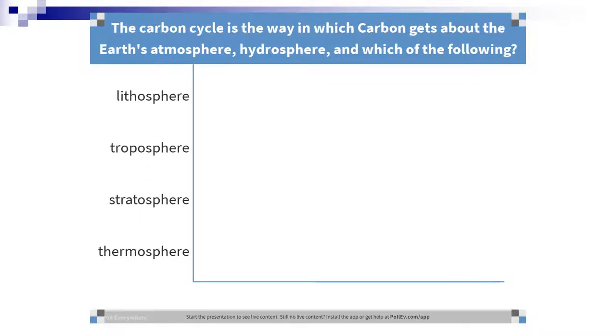The carbon cycle is the way in which carbon gets around the Earth's atmosphere, hydrosphere, and which of the following? Now in the notes I actually gave you 2 more examples. This slide's just looking for one of those 2. So let's see our answers: the lithosphere, the troposphere, the stratosphere, and the thermosphere. Correct answer, the lithosphere. The troposphere, stratosphere, and thermosphere are actually different layers of the atmosphere. We haven't talked about those individually. The lithosphere is that thin outer layer of the Earth's surface.